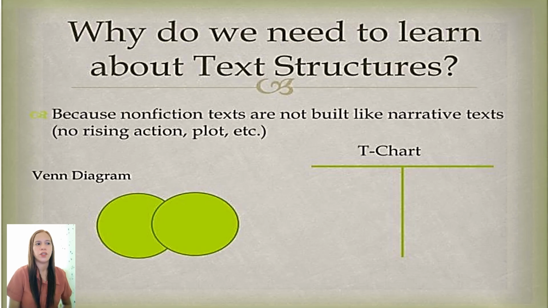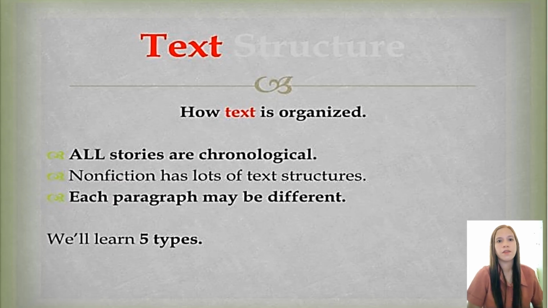Why do we need to learn about text structures? Because non-fiction texts are not built like a narrative text. They don't have rising action, plot, etc. In the given illustration, it uses the Venn diagram and the T-chart. So how is text organized? All our stories are chronological. Non-fiction has lots of text structures. Each paragraph may be different. So we'll learn these 5 types.